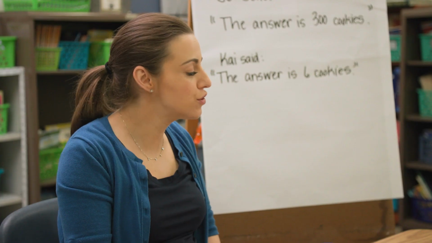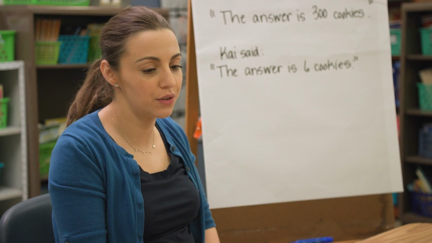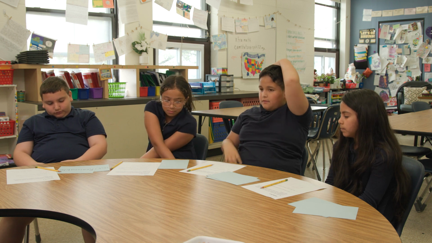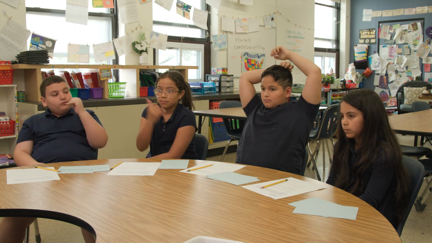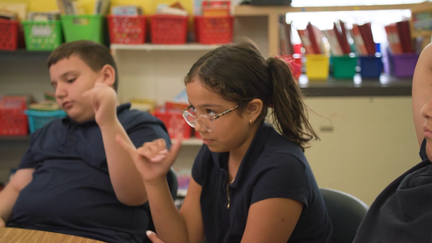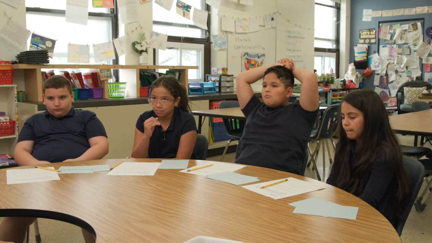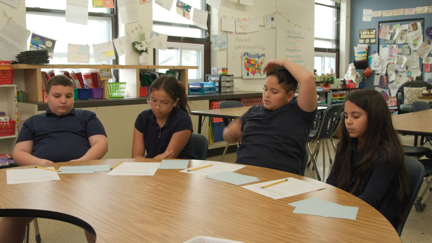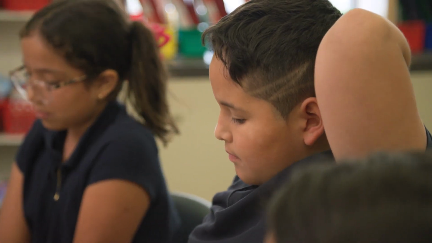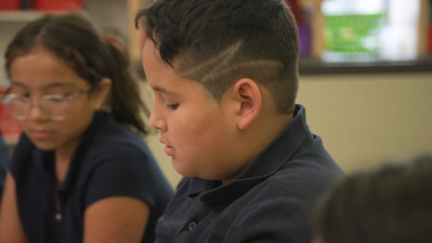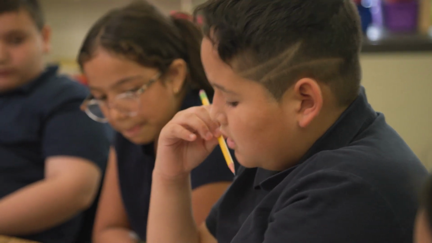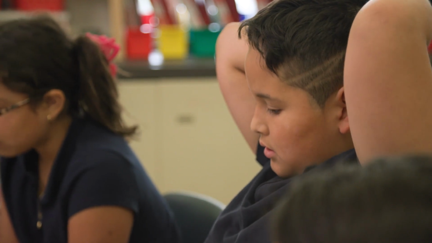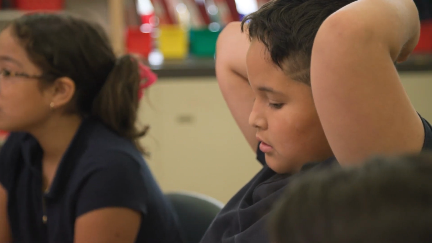Alrighty, who wants to share their equation that they used? I did 65 divided by 5 equals 13. Okay, do people agree? All right, how did you know that we were dividing? Because it said 65 cookies, and we would have to put each cookie in 5 plates.